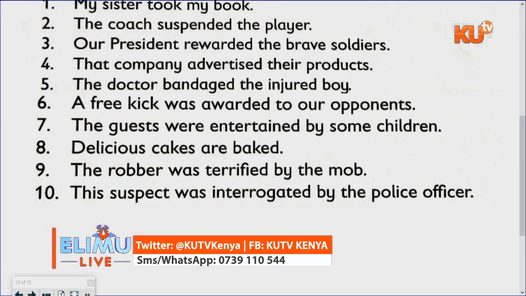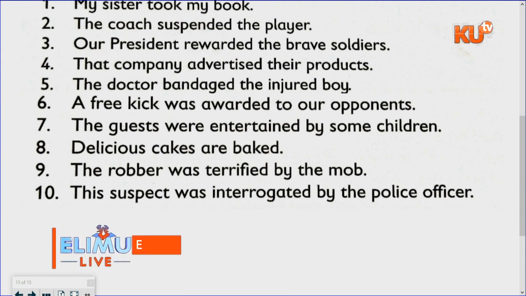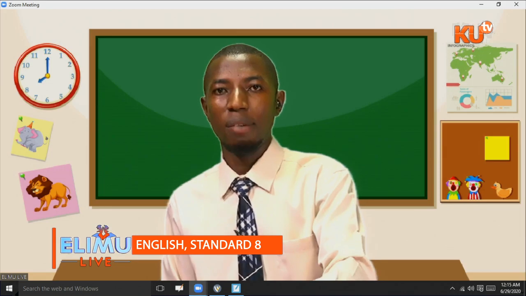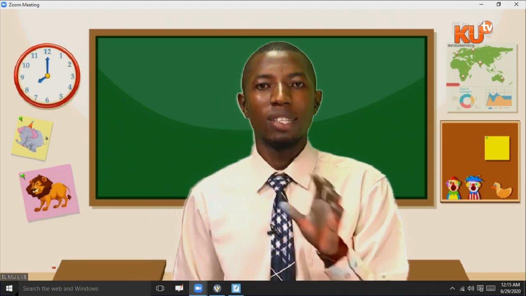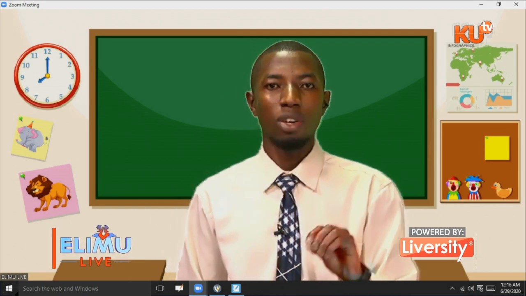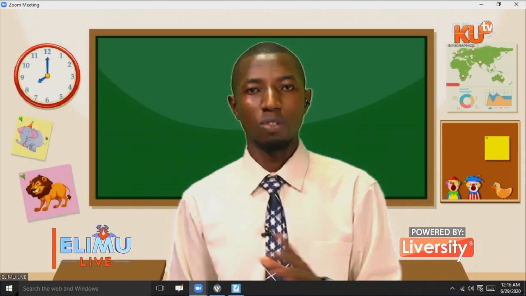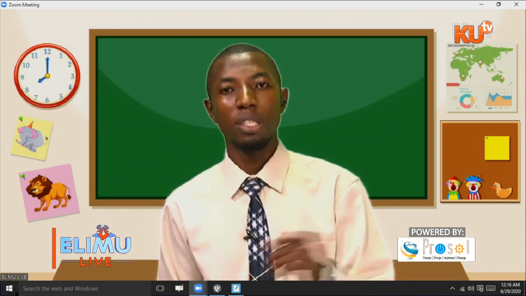sentence you are tackling. The robber was terrified by the mob. So it changes to the mob. The mob terrified the robber. Don't change it to become that the mob was terrified by the robber. The mob terrified the robber. Don't change the meaning of the sentence when changing from active to passive voice.